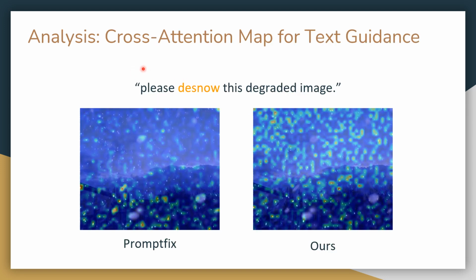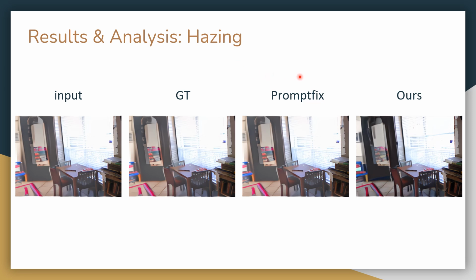We also visualize the cross-attention map for desnowing. Given the PromptFix desnowed image of the degraded input, we observe that the attention map of PromptFix failed to capture fine snow patterns. In contrast, our method effectively improved the recognition of different snow patterns, leading to better alignment between text and image.